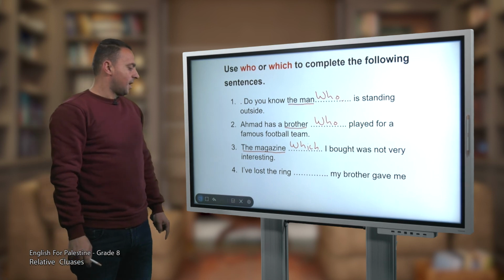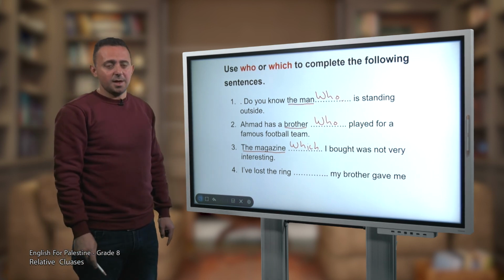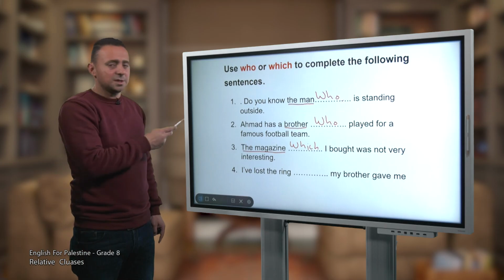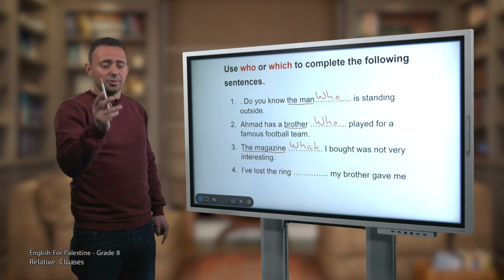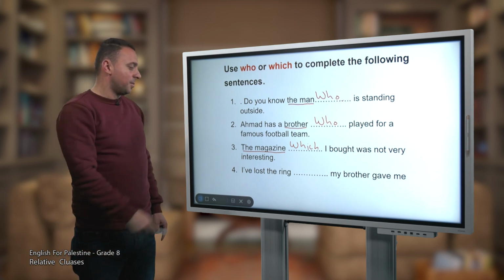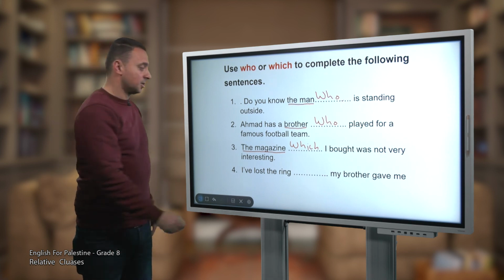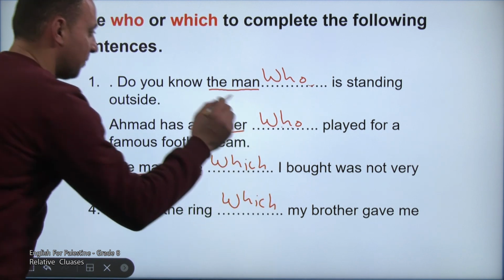Number 4. I've lost the ring my brother gave me. What is the correct relative pronoun? Who or which, students? Very good, we use which. Why? Because the word ring is non-human, it's a thing. So the correct answer is which, not who.